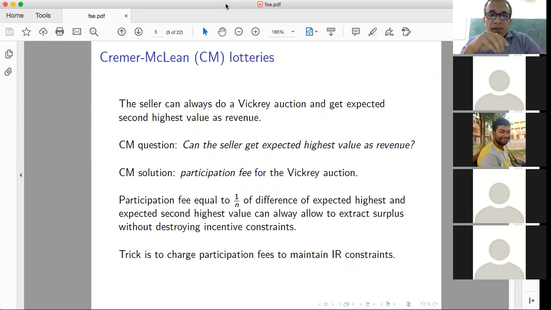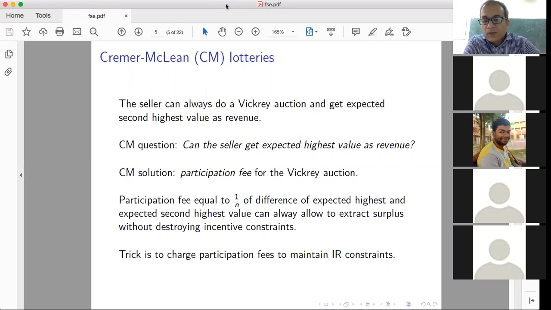Remember, the seller can always run a Vickrey auction and get the expected second highest value as revenue. If you conduct a Vickrey auction, what is the revenue that the seller gets? Well, the seller gets a revenue equal to the expected second highest value, because the Vickrey auction payment is the second highest value in every type profile. So the Kremer-McLean question is, can the seller get the expected highest value as revenue?